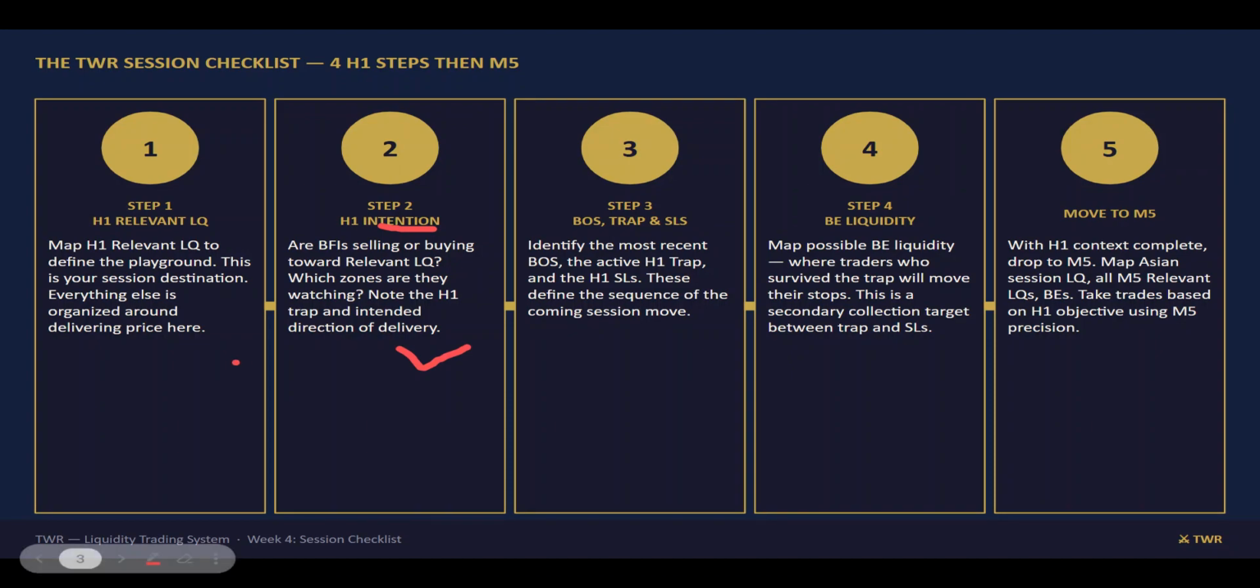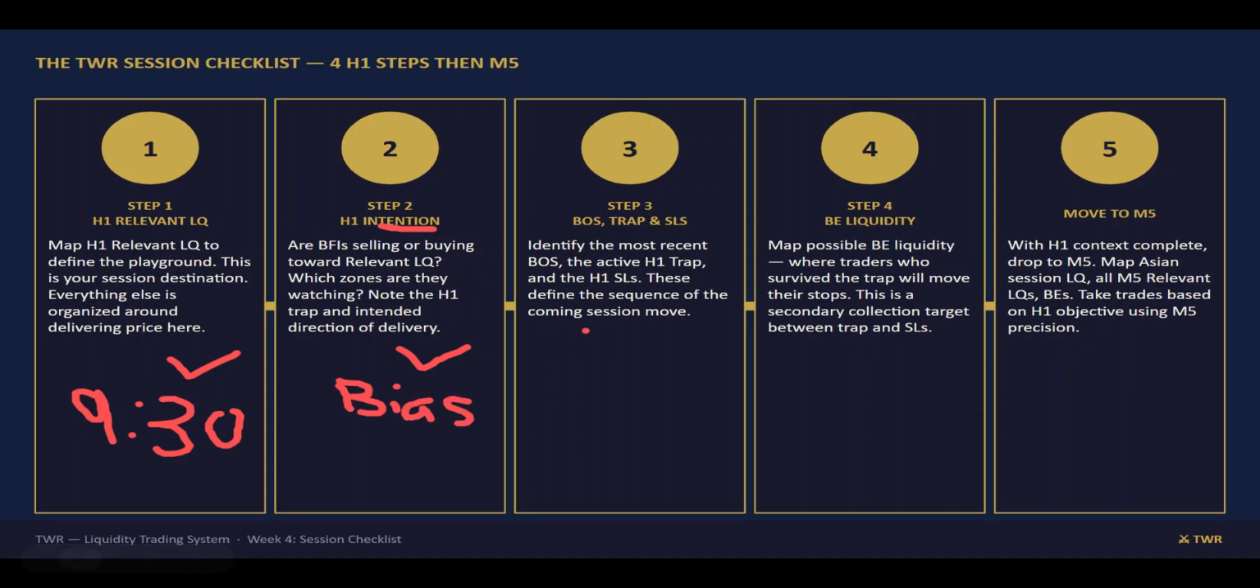That is step 2. Remember, in step 1, you came into the charts at around 9:30 a.m. in the morning, getting ready for the London session. Then you've mapped out your relevant liquidity, that is the playground. Number 2, ask yourself what the intention is, where you basically develop a bias. The intention is the same as a bias. Are we buying? Are we selling? Where is the trap? Where are most people looking to be trapped? Then identify the most recent break of structure, the active traps, and where H1 SLs are resting. This defines the sequence of the coming session.